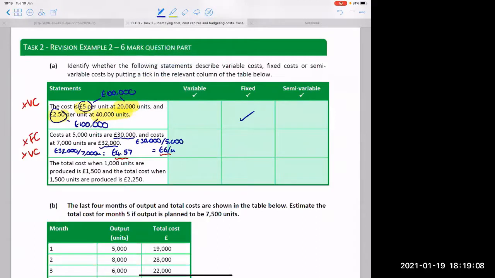We've ruled out fixed cost. We've ruled out variable costs. The fact that total cost is changing and cost per unit is changing, that is telling us we've got a semi-variable cost. Okay. So that's how we're going to know it's semi-variable, because total costs have changed and the cost per unit has changed.